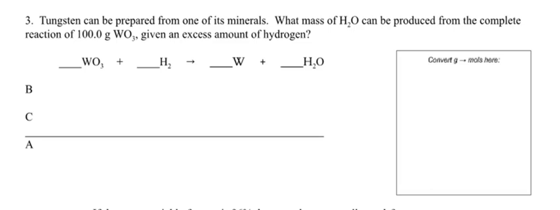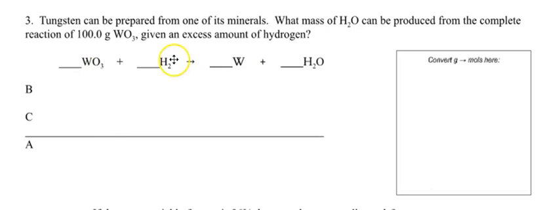All right, number 3, tungsten can be prepared from one of its minerals. What mass of water can be produced from the complete reaction of 100 grams of tungsten 6 oxide given an excess amount of hydrogen? All right, so can I put the 100 grams right here? No, Mrs. Vanderwall, you're silly. All right, I need to come up with moles. Oh, wait a minute, what should I do first? I need to balance this, right?